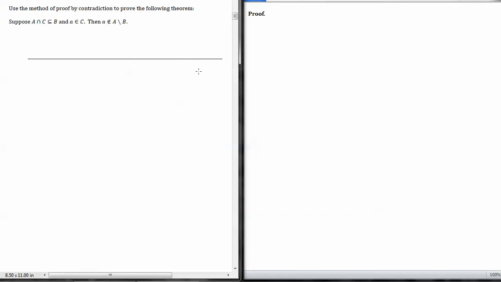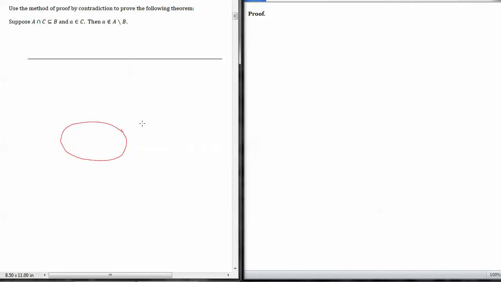So in this problem, we're supposed to use the method of proof by contradiction to prove the following theorem. Suppose A intersect C is a subset of B, and A is an element of C. We want to prove then that A is not an element of A minus B. So let's try and sketch this and see if we can understand why this might be true.